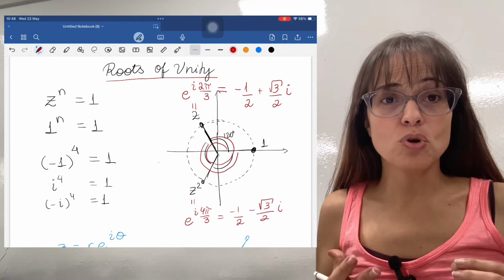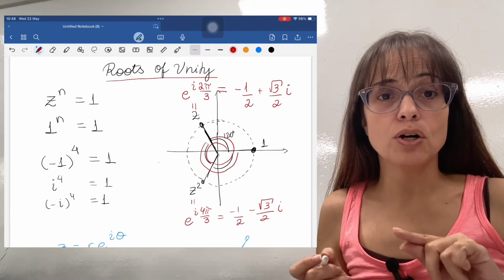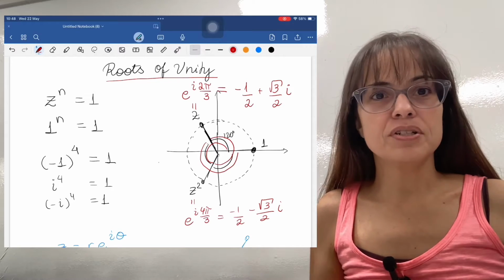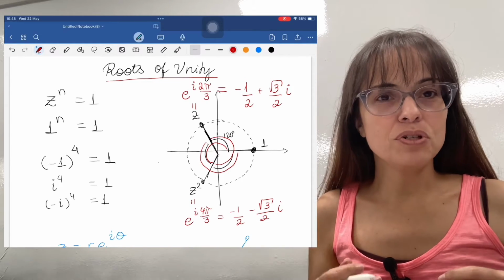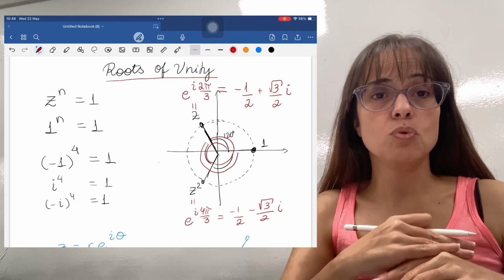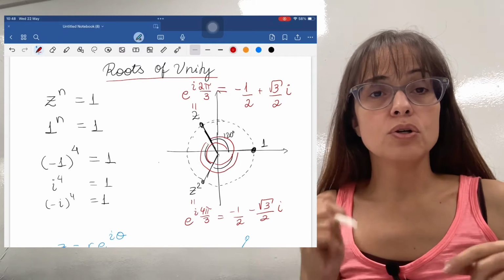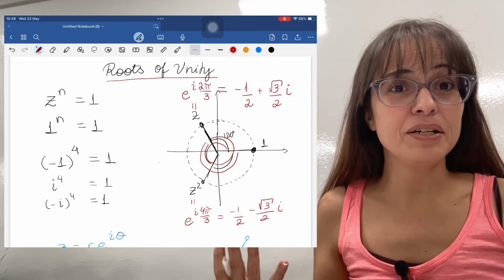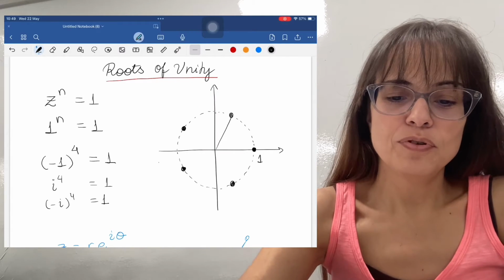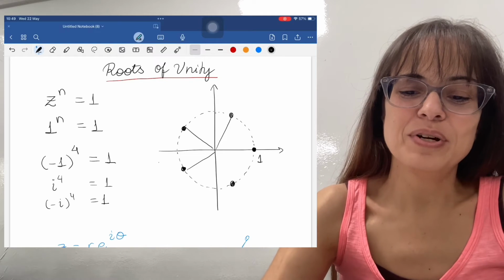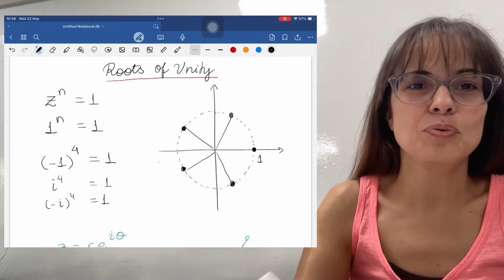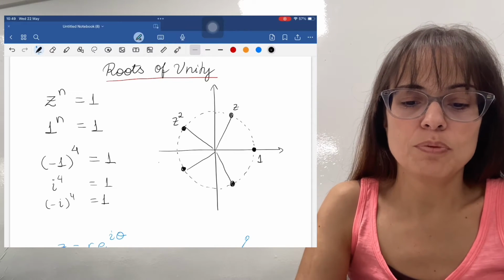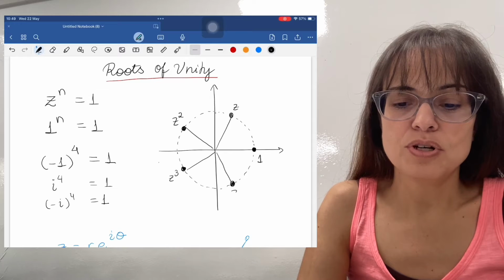But the moral of the story is that the roots of unity are always equally spaced around a circle. So if you want the 8th roots of unity, you take your circle, you cut it into 8 equal pieces, and those points are going to be the roots of unity. 8 is a particularly easy number to draw, but it could be any number. 5 is very difficult to draw, but I tried it anyway. So here are the 5 roots of unity. These are the numbers that when you put them to the power of 5, the answer is 1.